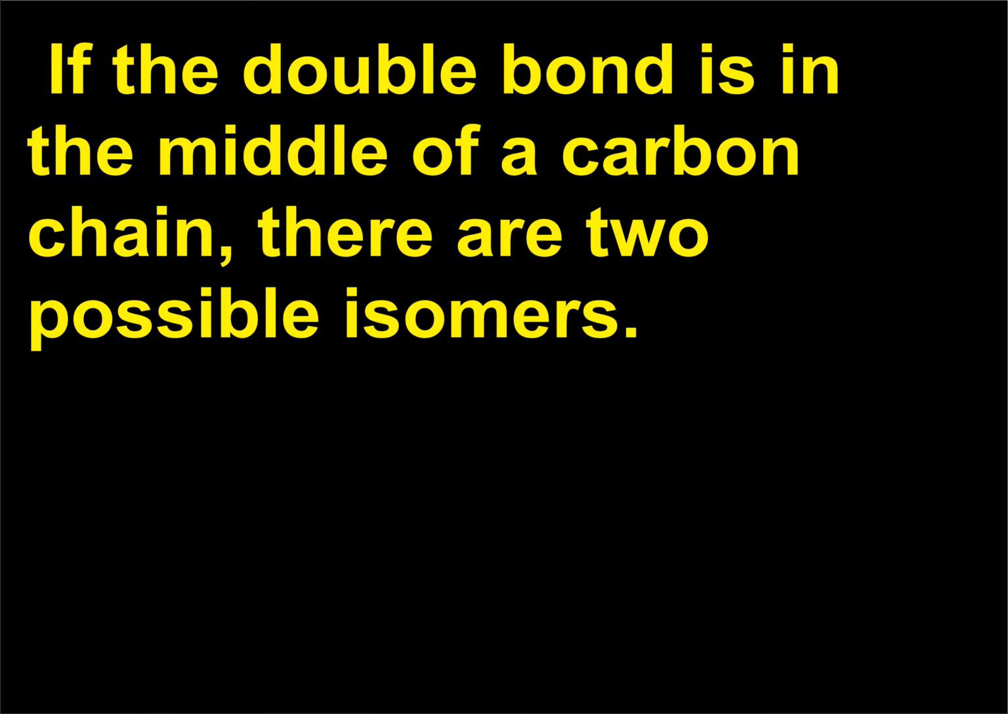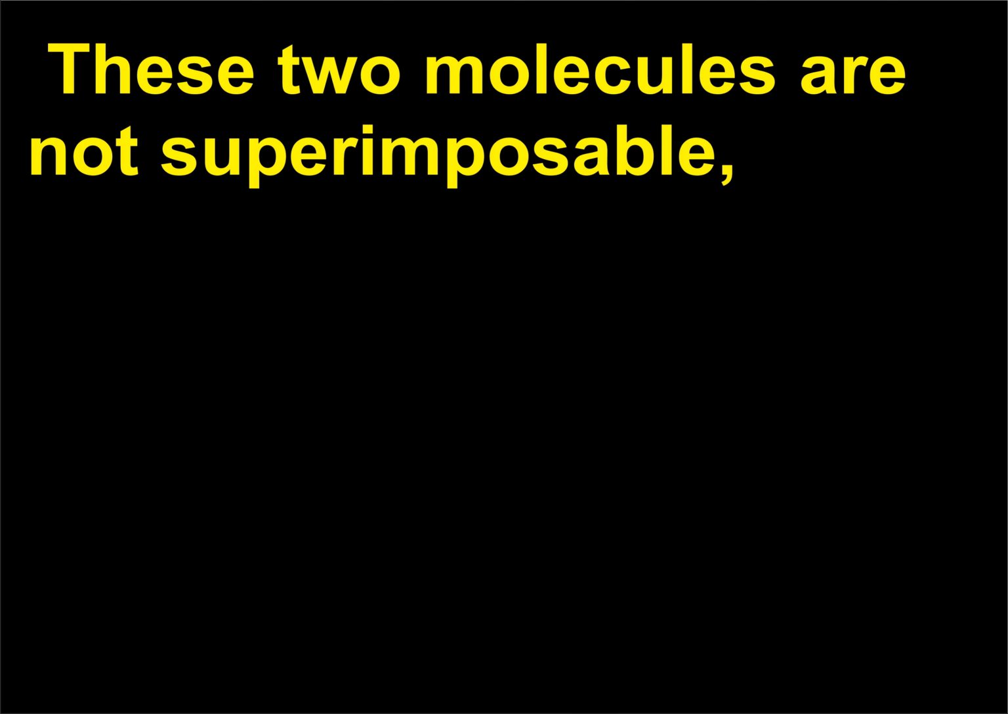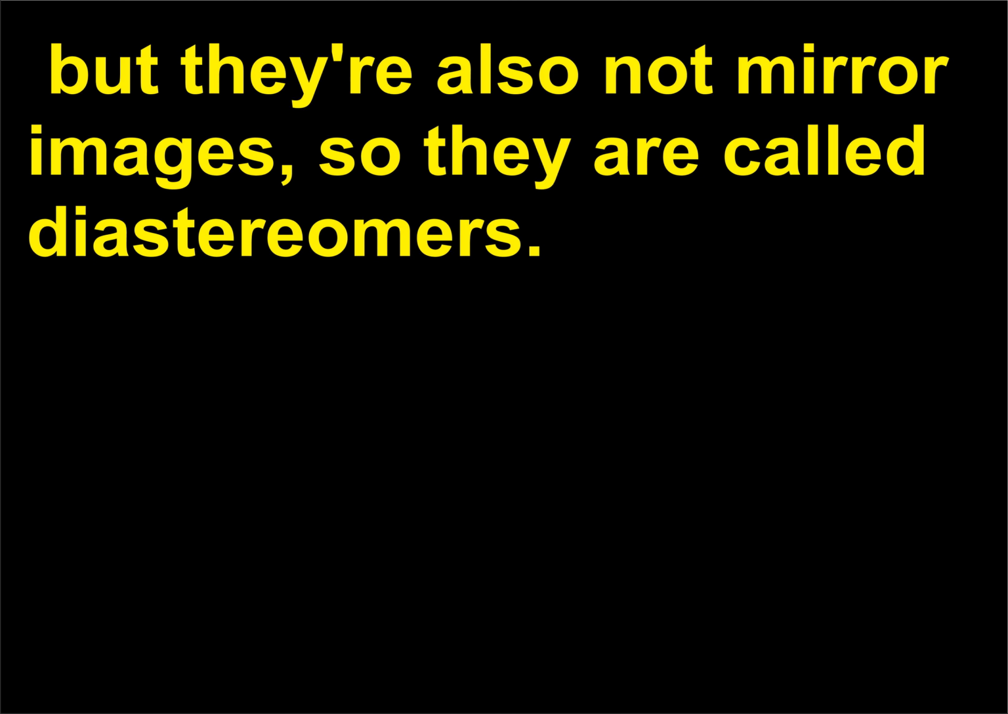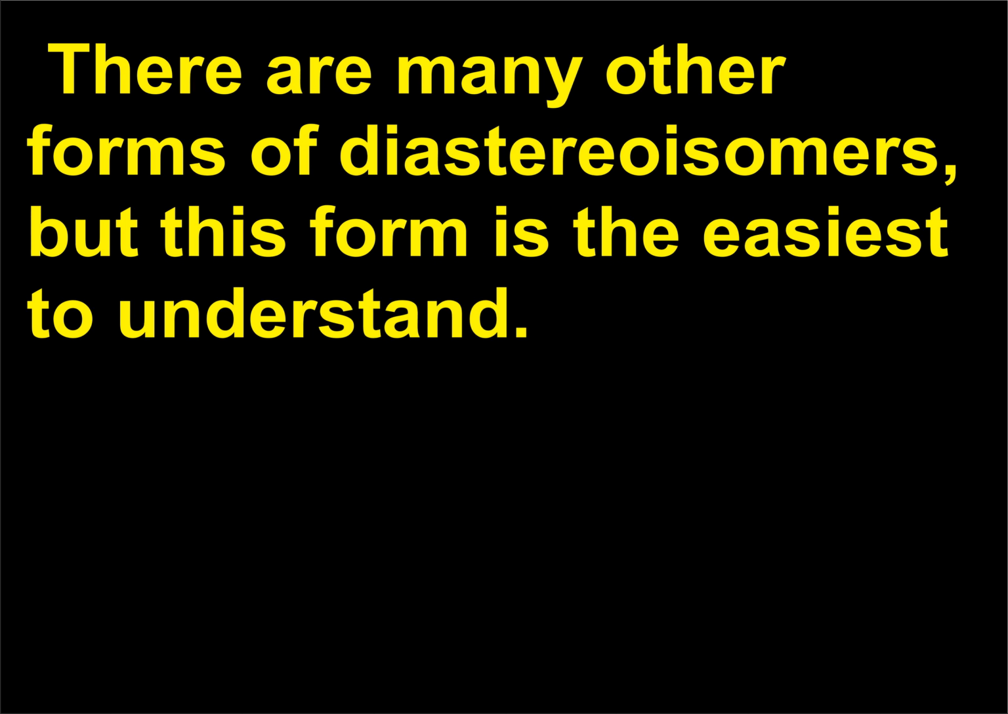If the double bond is in the middle of a carbon chain, there are two possible isomers. These two molecules are not superimposable. But they're also not mirror images, so they are called diastereomers. There are many other forms of diastereoisomers, but this form is the easiest to understand.